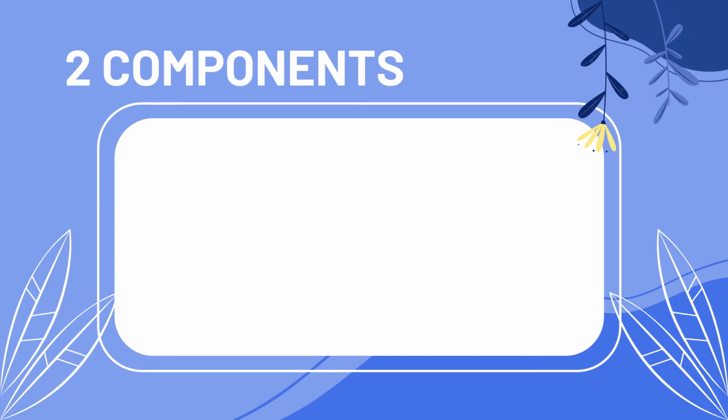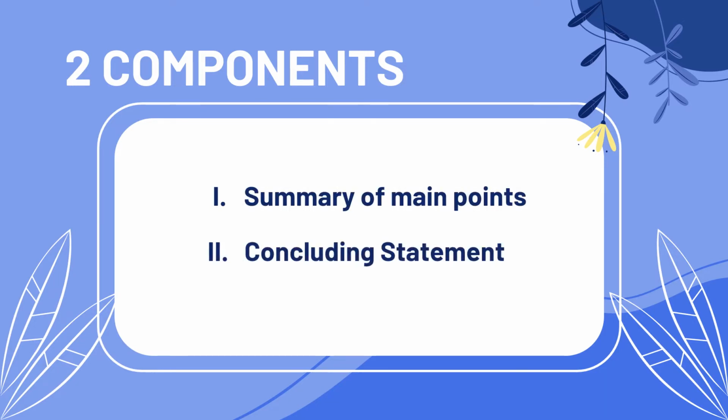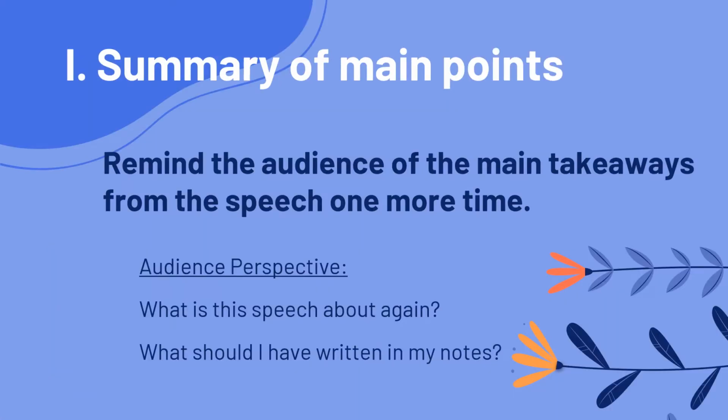There are two components that make up the conclusion of a speech. The first component is a summary of the main points, and the second component is the concluding statement. The first component of the conclusion is the summary of main points. This is where you remind the audience of the main takeaways from the speech one last time.